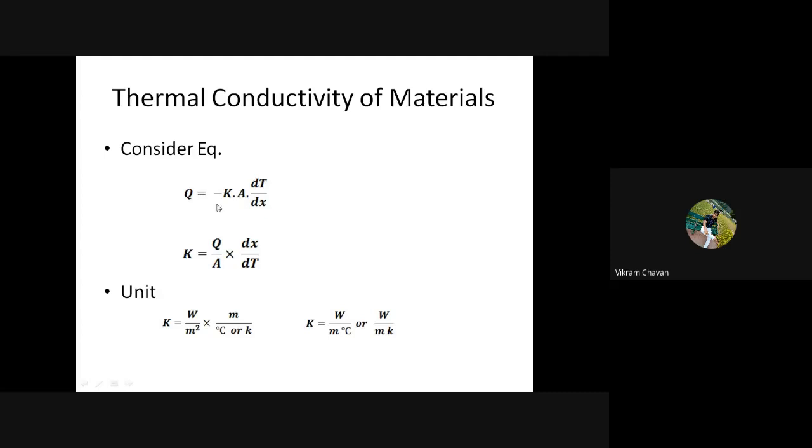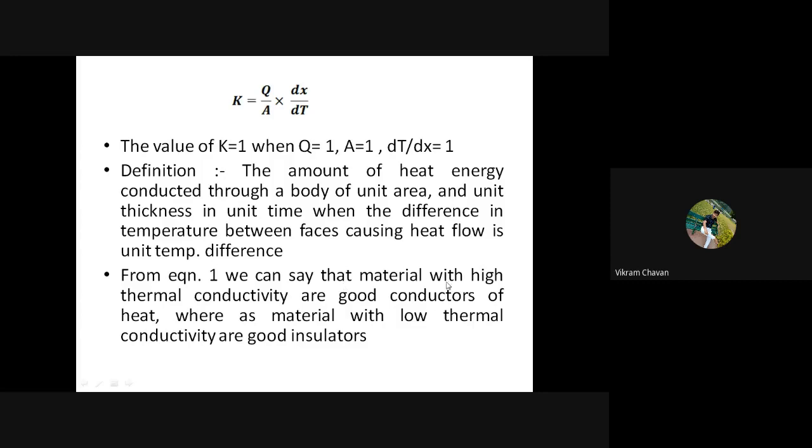So we can say that materials with high thermal conductivity are good conductors of heat. Means what? If thermal conductivity is more, that particular material will transfer the maximum amount of heat. If the thermal conductivity is less, that material will transfer a lesser amount of heat. So higher thermal conductivity materials are called good conductors of heat.